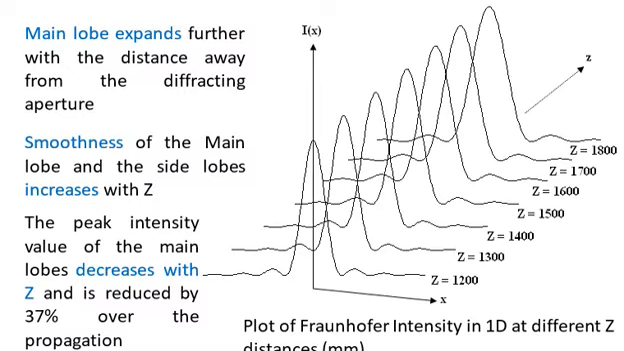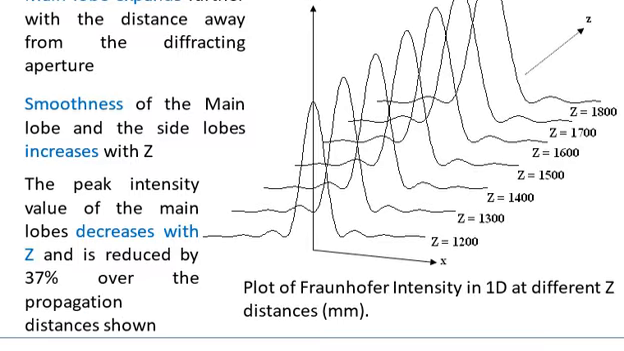So you see that when these plots are drawn in 2 dimensions or 3 dimensions, we cannot appreciate their beauty, but here we can very well appreciate how the main lobe expands and how the side lobes are smoothened out. So these are the plots of the Fraunhofer intensity in one dimension at different z distances, and the z distances are in millimeter.